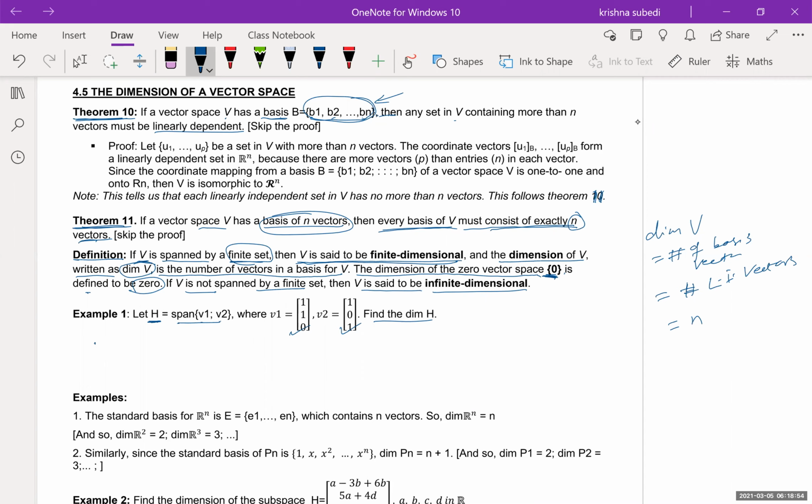So the dimension of H equals 2 because v1 and v2 are linearly independent. Okay, that's it.